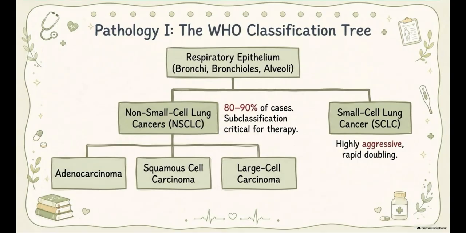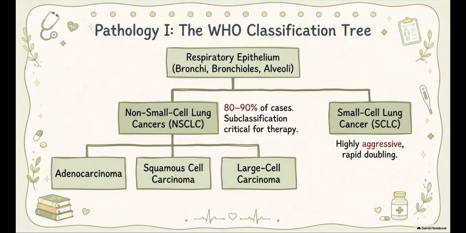All lung cancers begin in the respiratory epithelium. This is the protective inner lining of your breathing tubes and air sacs. The World Health Organization uses a classification tree to split these cancers into 2 major branches. The first branch is non-small cell lung cancer. This accounts for roughly 80 to 90% of all cases. For this type, subclassification is absolutely critical for choosing the right therapy.